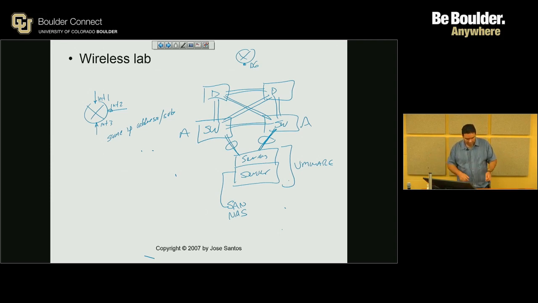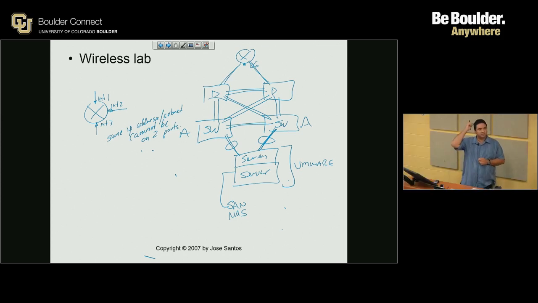So how can we do this? We cannot, because we're going to have the same IP addresses on two different interfaces. Not even with our interfaces, because you have the same IP address. The server has the same IP address. You cannot have the same IP address show up on two different ports on the router.